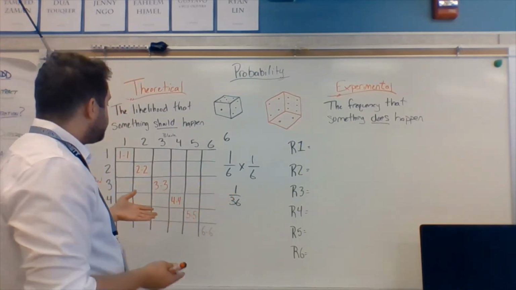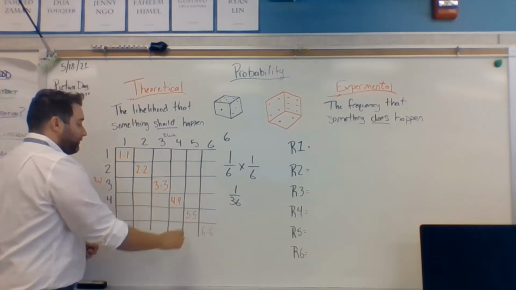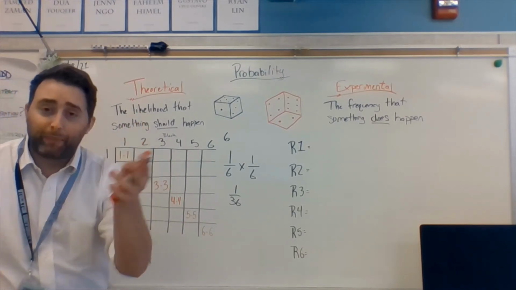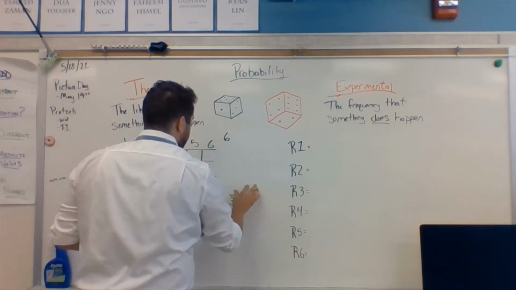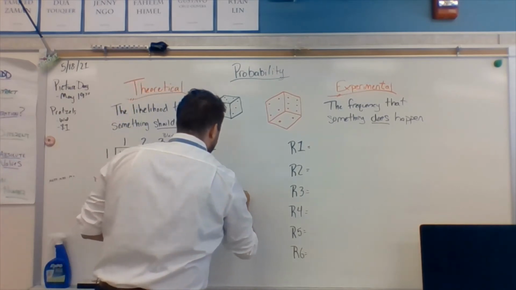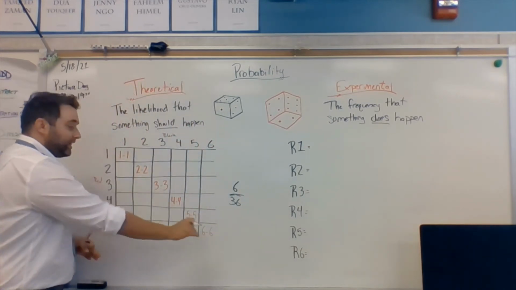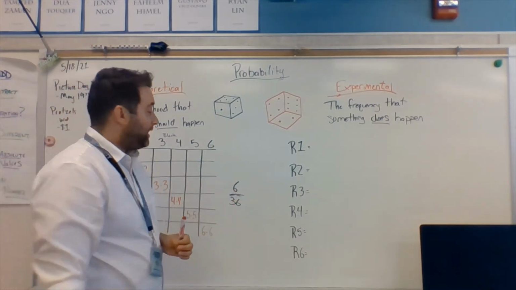Now, since I asked for doubles specifically, I can do a 1 and a 1, a 2 and a 2, a 3 and a 3, a 4 and a 4, a 5 and a 5, and a 6 and a 6. I said there were 6 possible combinations, so it becomes 6 out of 36 chances.